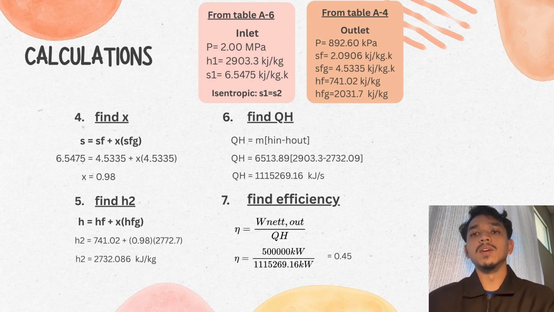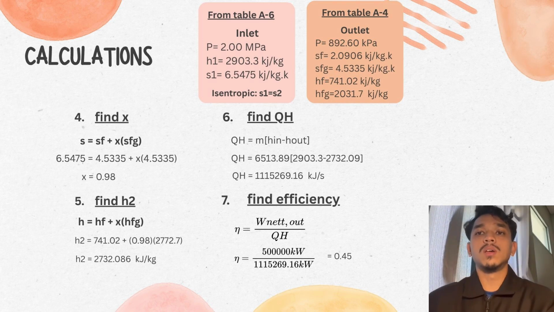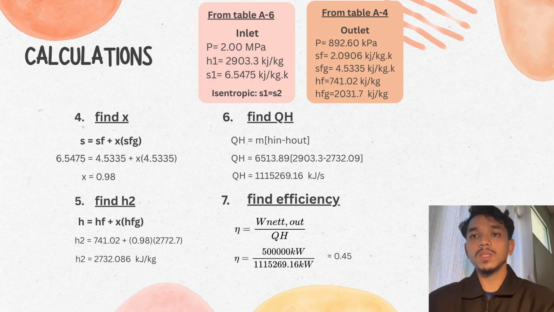As I stated earlier, we assume two things, which is the inlet is superheated and the turbine is isentropic. However, I forgot to mention that we also assume that the work net out is at the maximum level, which is 500 megawatts. So, to find the efficiency, we divide the work net out by the QH, and we get the efficiency of 0.45.